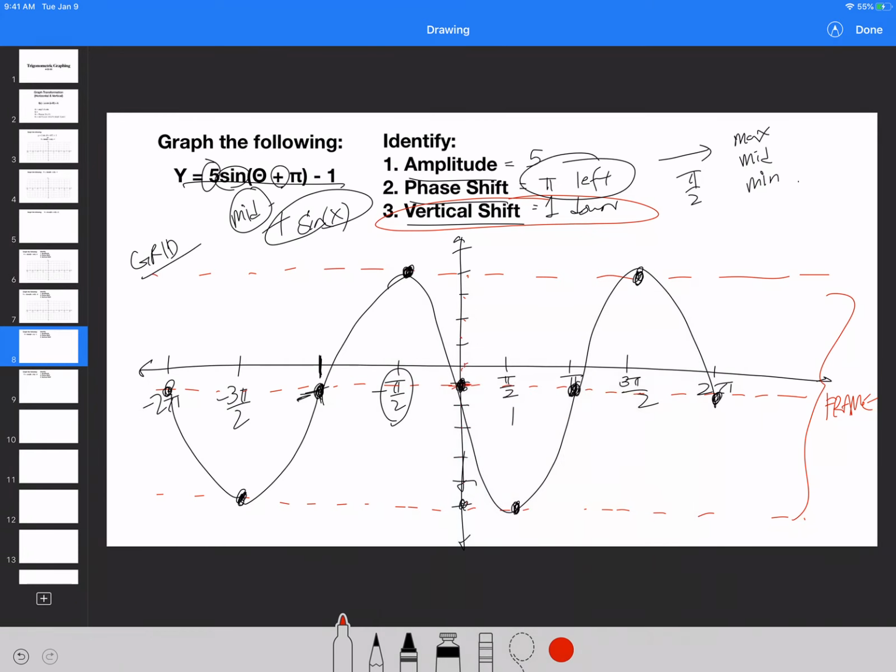Just to verify, the amplitude here is indeed 5. Your middle line is at -1. And then this particular point, the original one that was supposed to go this way, now imagine I move everything to the left by pi, and that's where it's going to end up. Okay, so the red line was my original without the phase shift, but with the phase shift, I'm going to get the black line of the sine graph.